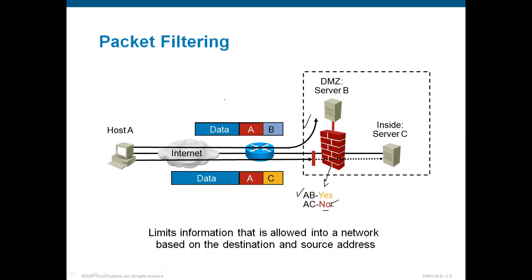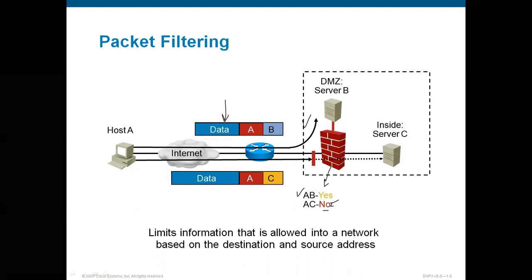In the packet, this is the data, this is the source information, and this is the destination information. So packet filtering is also a firewall. That firewall takes a decision based on the packet. The ACL is the example of that packet filtering.